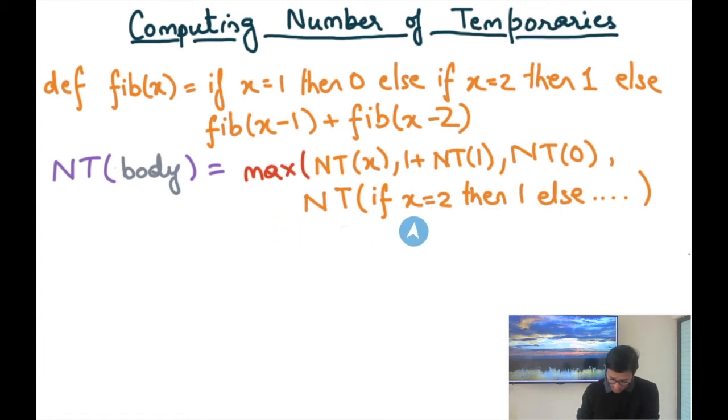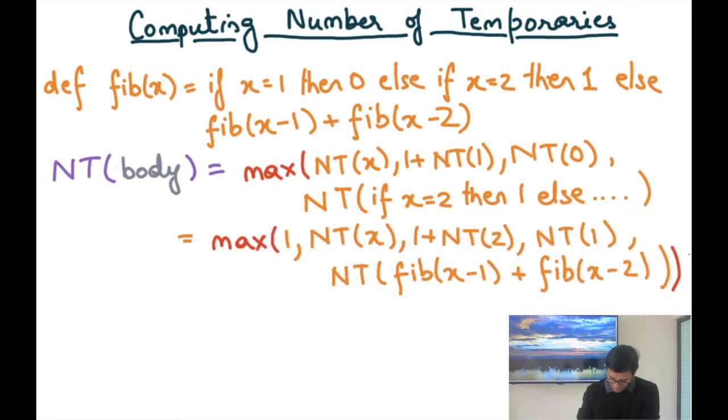Okay, so this is what it evaluates to. Now what is NT X? That's just 0 because it's an identifier. We just saw that rule. What is NT1? That's also 0. So this becomes max of 0 comma 1. What is NT0 again? Again 0. So max of 0, 1, 0 is just 1. And then we want to break this down further. So we get max of 1 and then we break this down.